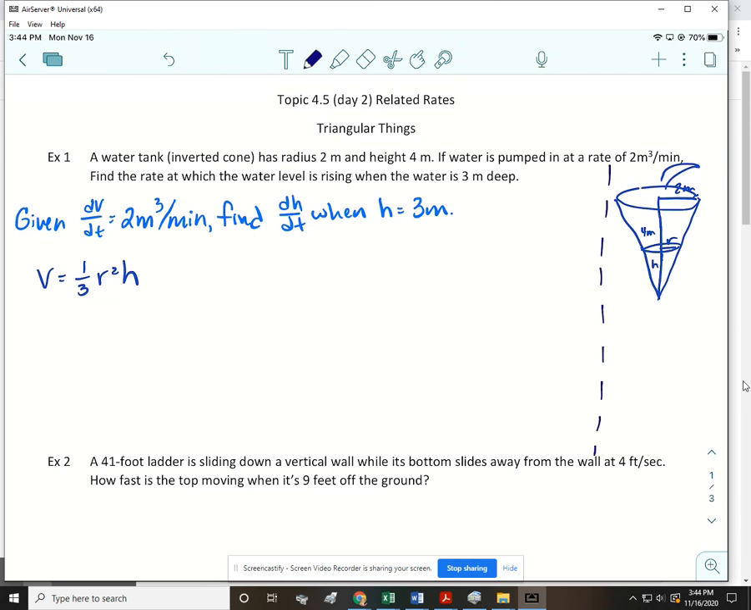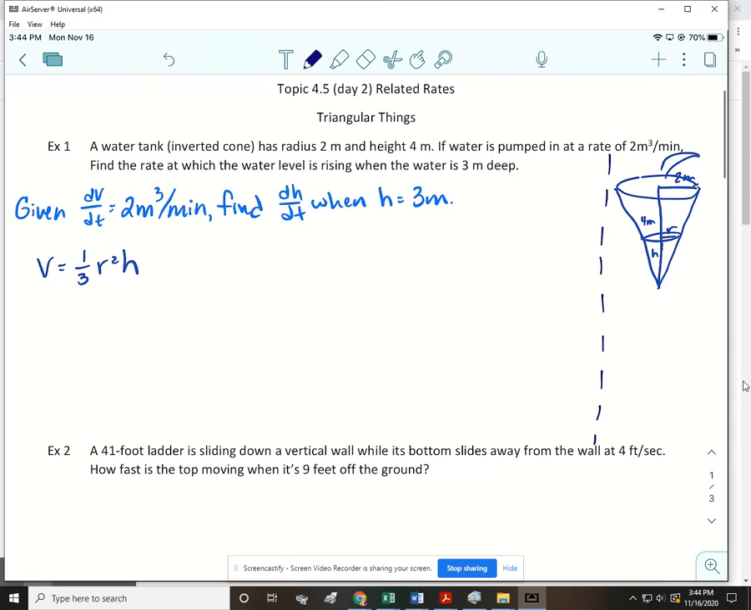All right, so we're going to write a ratio. Cutting off where the water is forms similar triangles. And so the radius of the water over the height of the water is equal to the radius of the whole cone over the height of the whole cone. And then depending on what we're looking for or what we're given, we will either solve this for r or we will solve this for h.